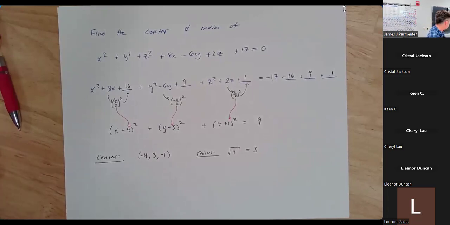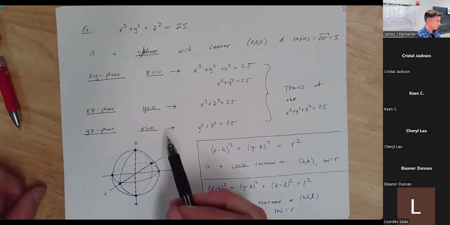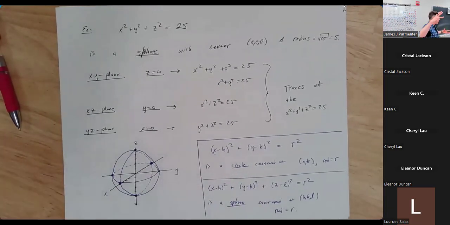Not importantly, but worth mentioning, the center is not a point on the sphere, which I know graphically is probably not hard to see, right? The sphere is this ball surface out here. It's like if you blew up a beach ball, the sphere would be the beach ball and the center would be in the middle, which isn't part of this actual surface.